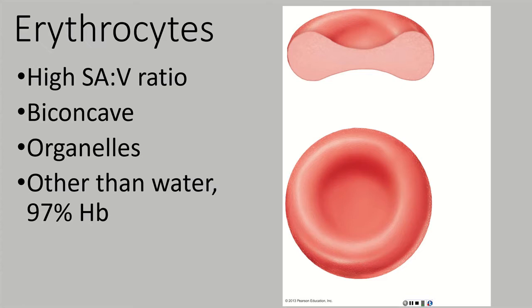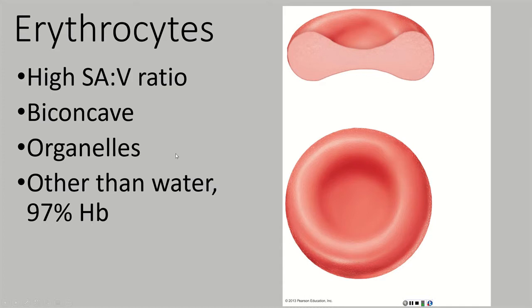And here are some properties of red blood cells or erythrocytes. They have a very high surface area to volume ratio. That just means for the amount of volume that an erythrocyte has, it's actually got a lot of surface area. It is biconcave, which really just means, concave means sunken in, but it's biconcave, meaning it's sunken in twice. Both sides are sunken in.